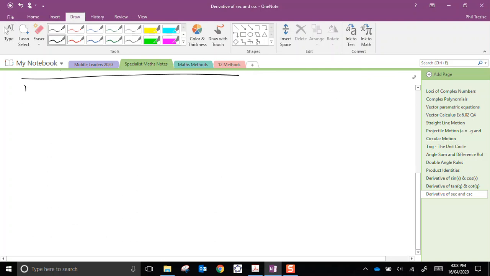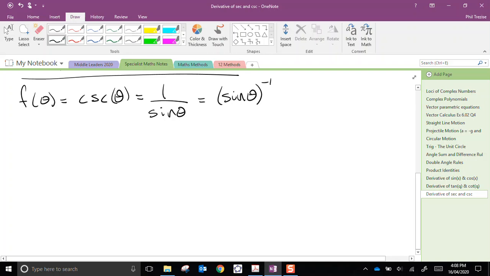Let's do the next one. If I start with a function which is cosec theta, remembering my reciprocal ratios, this is 1 over sine theta. I'll think of this as sine theta to the power negative 1, and I could express that as u to the power minus 1, where u equals the sine of theta. U dashed then is cosine theta.